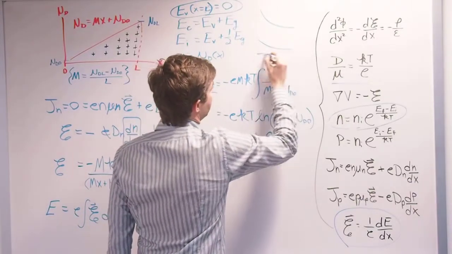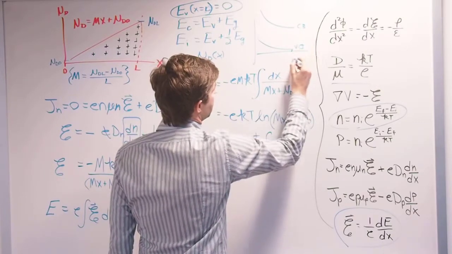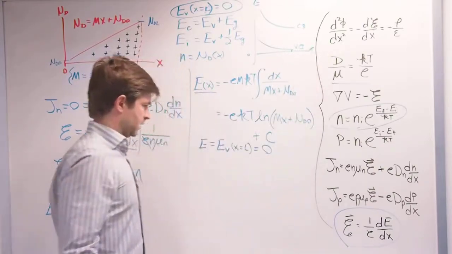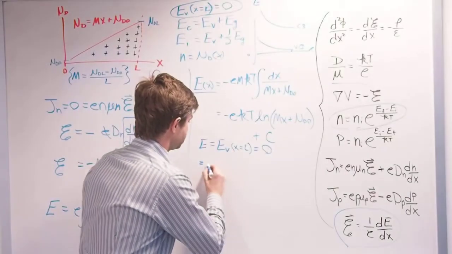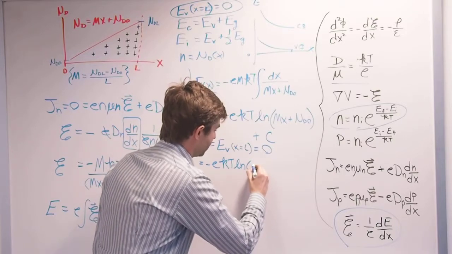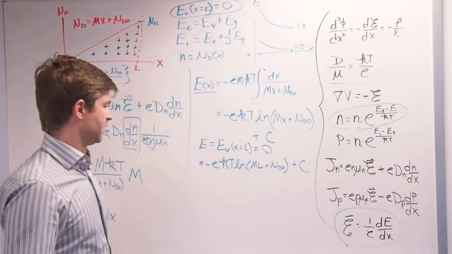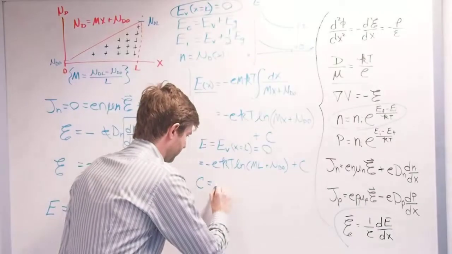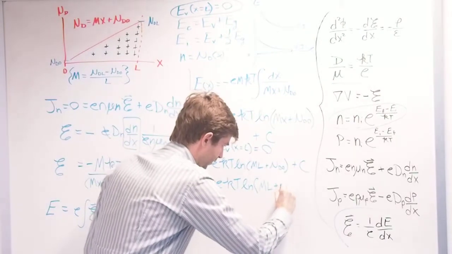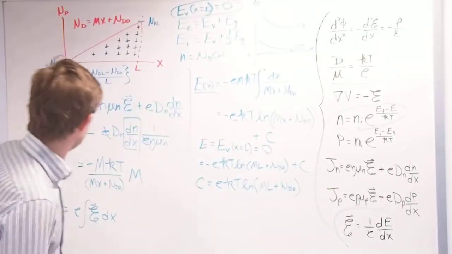It's coming down. We're saying that this right here is at 0. Okay, this is energy and this is x. And that's equal to negative E kt natural log of ml plus nd naught plus c equals 0. So what does c equal? C is equal to E kt natural log of ml plus nd naught. Okay, so now we have an equation for E_V. I'll erase this.